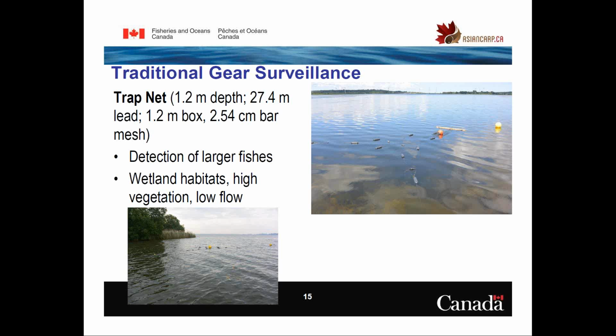So trap nets are very similar in design to the Fyke nets, but in this case they have a coarser mesh, and that's to help reduce the number of small fishes captured as well. So we're again targeting larger fishes with these nets. They also have a much longer lead than the Fyke nets. In this case, the trap nets have a 27-meter long lead versus the 4.5-meter lead in the Fyke nets.